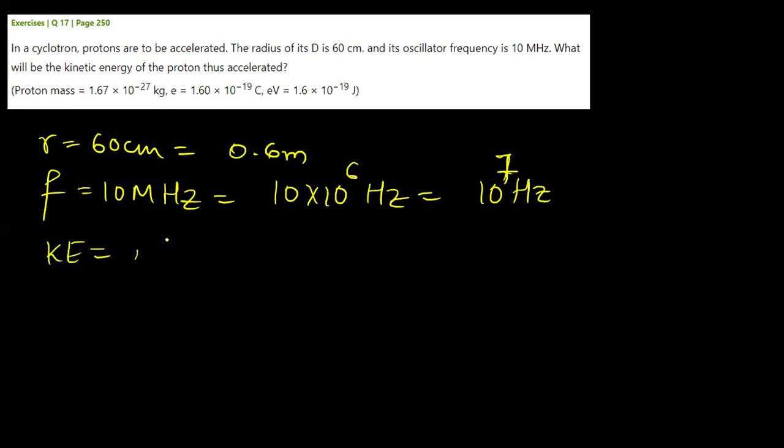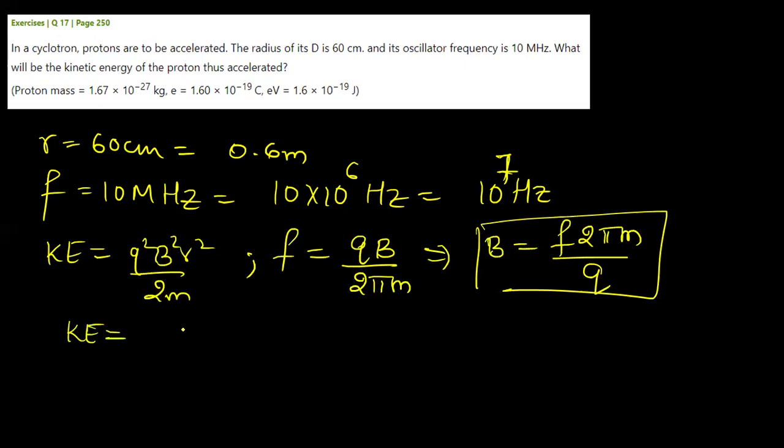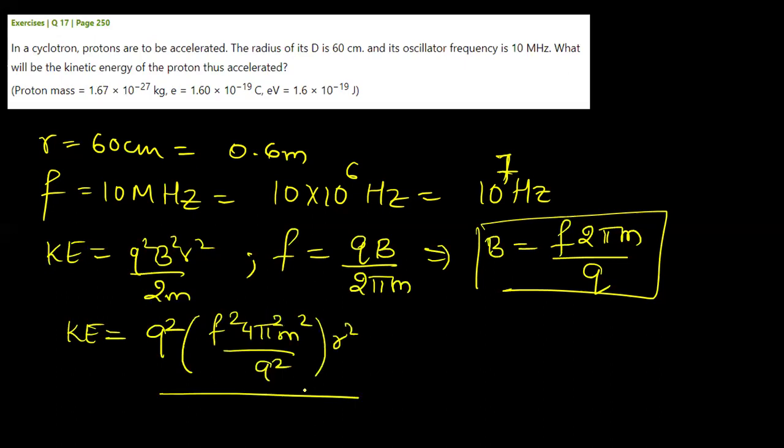Kinetic energy you are supposed to find: Q square, B square, R square upon 2 m. But B is not given to you. Frequency is given to you, so F equals QB upon 2 pi m. From here, find the value of B first. So B will be equal to F into 2 pi m upon Q. Put this in the square: B square will be F square 4 pi square m square upon Q square, into R square upon 2 m. Q square cancels, one m gets cancelled from here, 2 ones are 2, 2 twos are 4, so this will be F square.